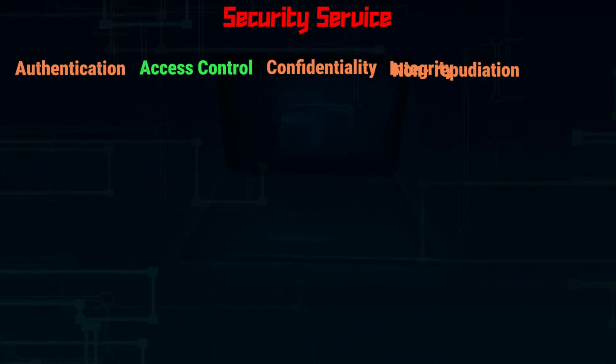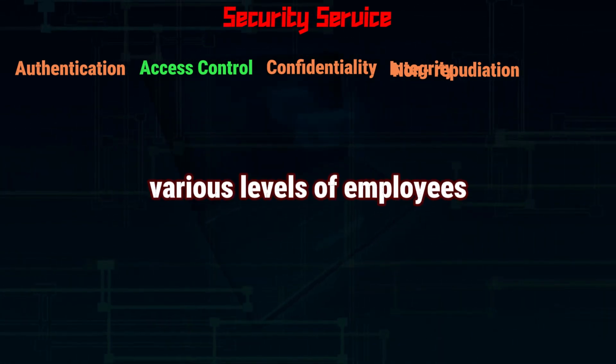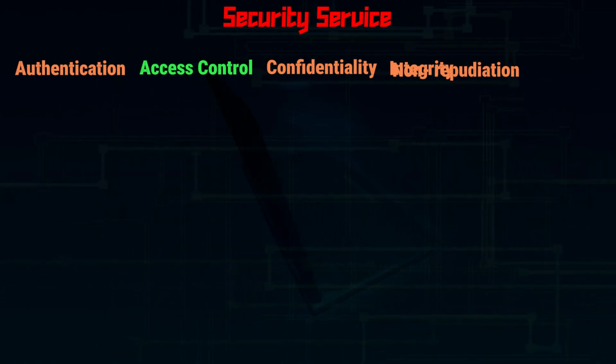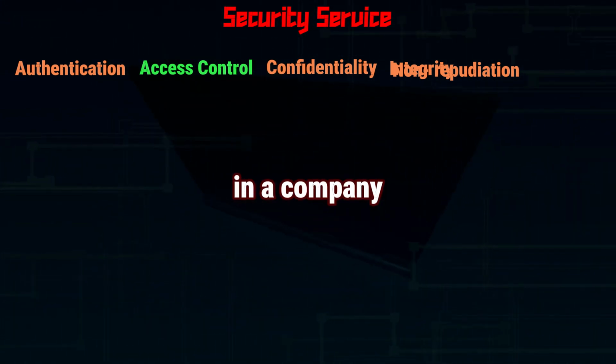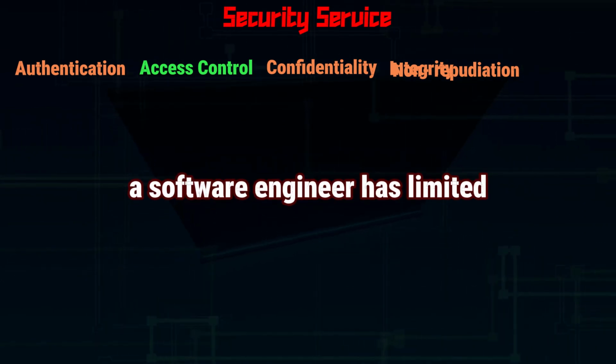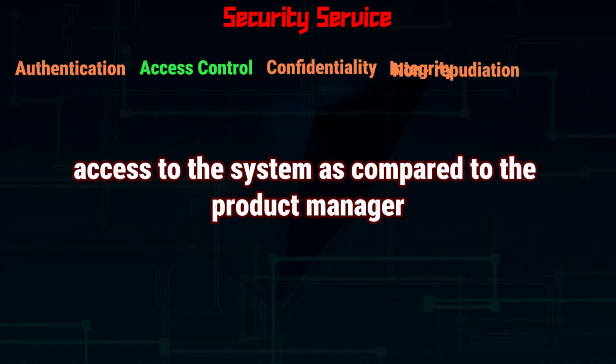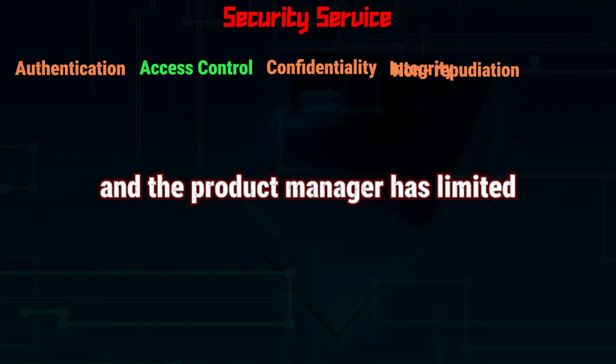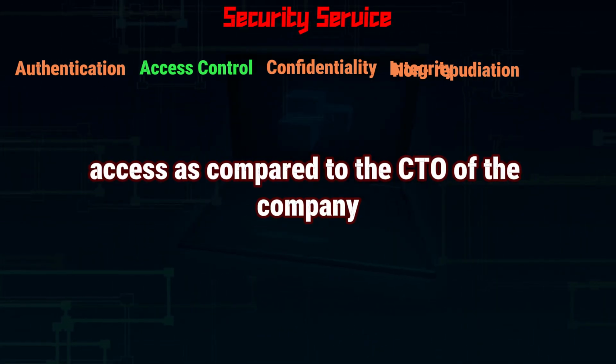Access control. In an organization, various levels of employees have various levels of access to the system. For example, in a company, a software engineer has limited access to the system as compared to the product manager, and the product manager has limited access as compared to the CTO of the company.